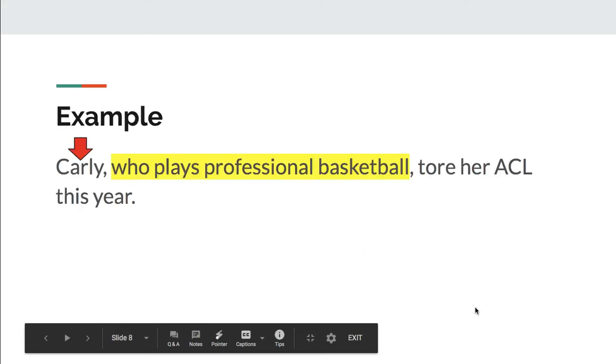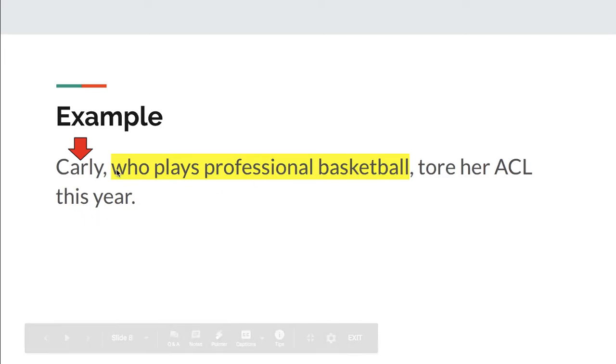show you an example. Carly, who plays professional basketball, tore her ACL this year. So this is the dependent adjective clause. It's describing who Carly is. Carly is the antecedent. It is who this who is referring to. Okay? So that's pretty much it for the lesson.